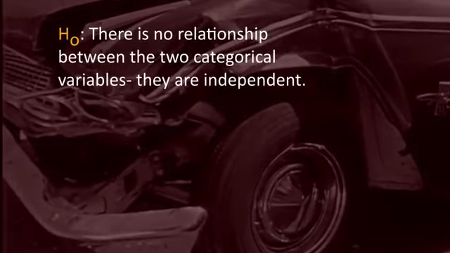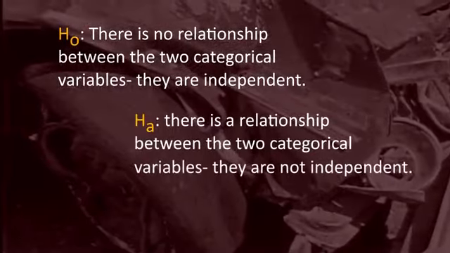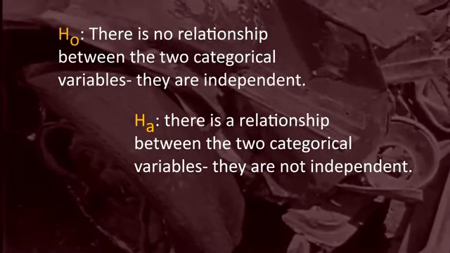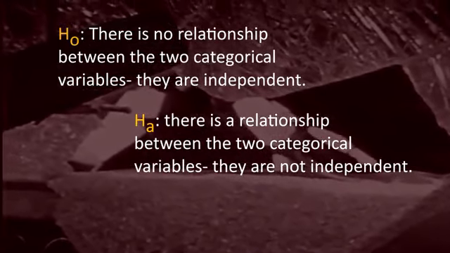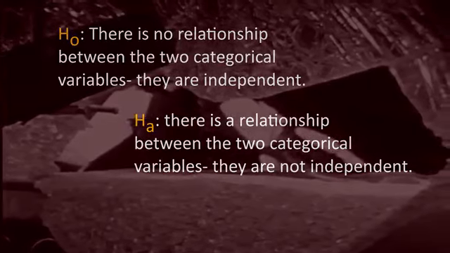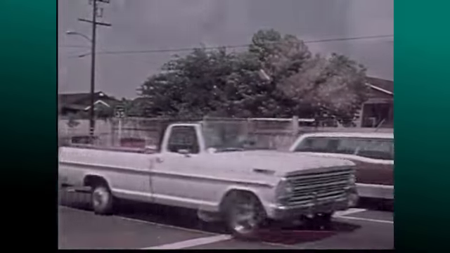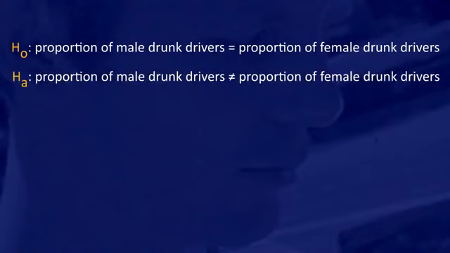Here are other ways that the null and alternate hypotheses can be stated for a chi-square test of independence. There is no relationship between the two categorical variables. They are independent. Or, there is a relationship between the two categorical variables. They are not independent. Algebraically, independence between gender and driving drunk is equivalent to having equal proportions of who drank or did not drink for males versus females. In fact, the null and alternate hypotheses could be reformulated as the proportion of male drunk drivers is equal to the proportion of female drunk drivers, or the proportion of male drunk drivers is not equal to the proportion of female drunk drivers.